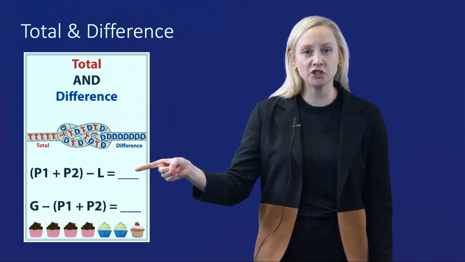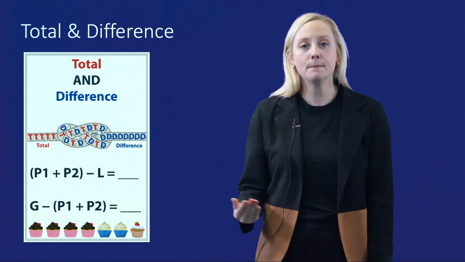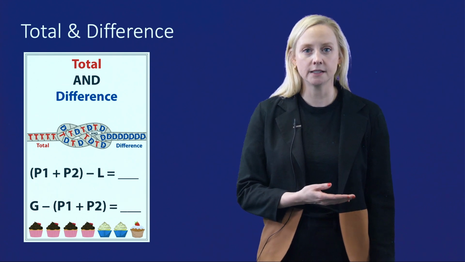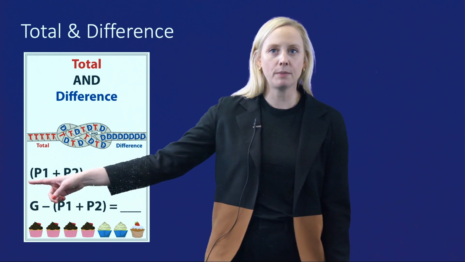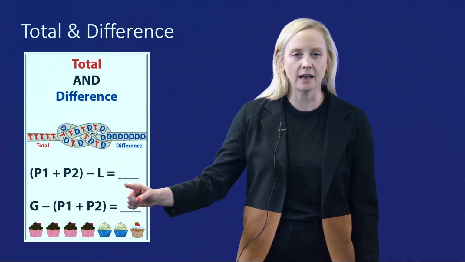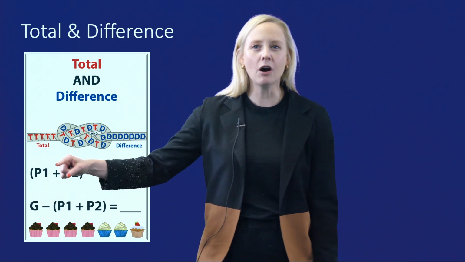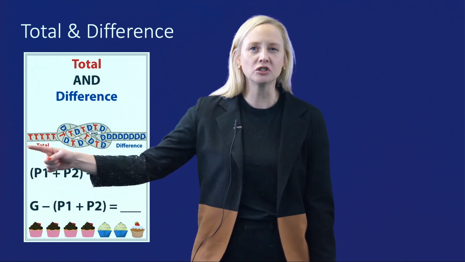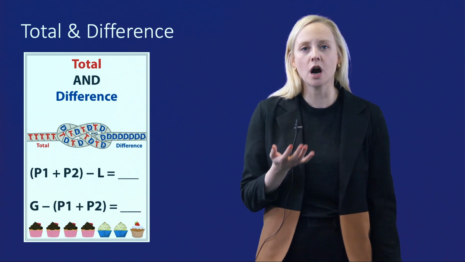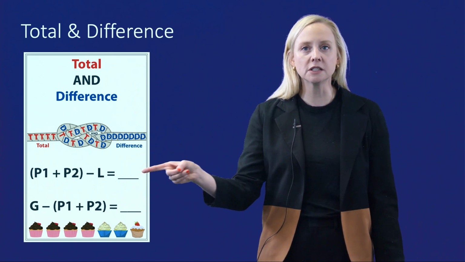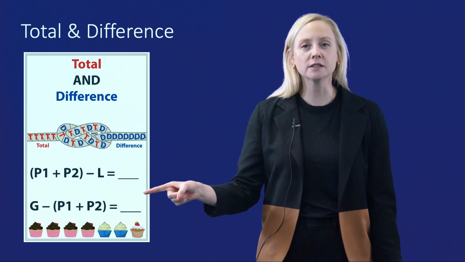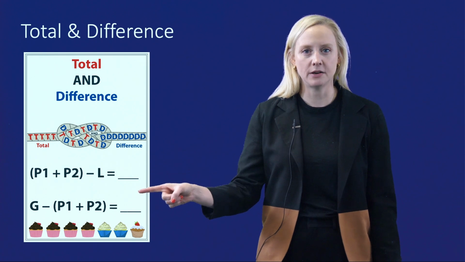So our first equation says, open parentheses, P1 plus P2, close parentheses, minus L is the same as blank. This stands for part 1 plus part 2 minus the amount that's less equals blank, or is the same as blank. And we can also think about and talk to students about how this P1 and P2 is really like our G or our greater amount. So we're going to use this first equation again when our combined amount is greater. We'll use our second equation when our combined amount is less.